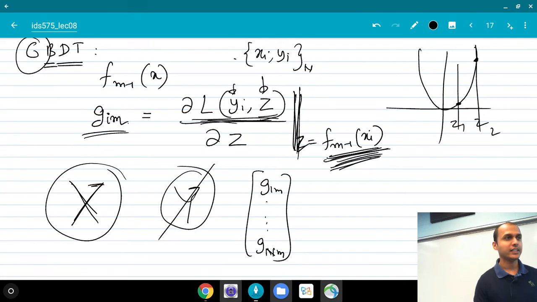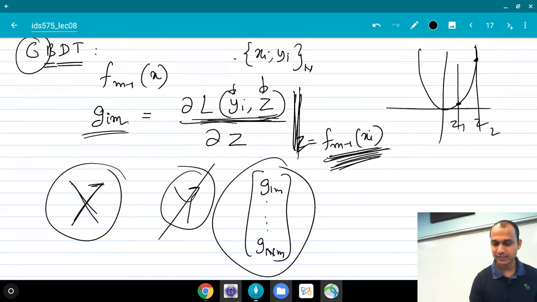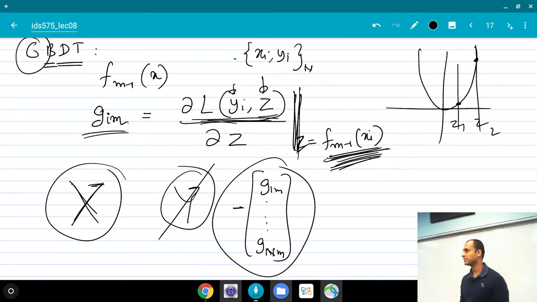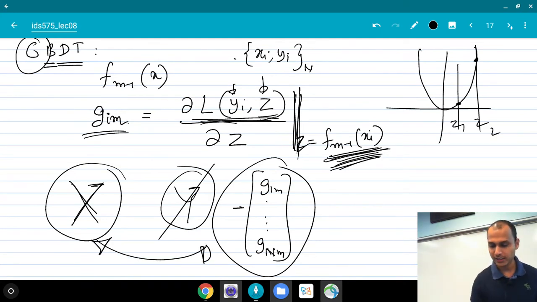I'm saying you found this for each observation, just concatenate them one below the other. You got this vector. You ignore the y and think of this as now your targets. In fact, actually minus of this as the targets for simplicity. I mean minus or plus, it doesn't matter. That's it. So you can build a decision tree with these two.